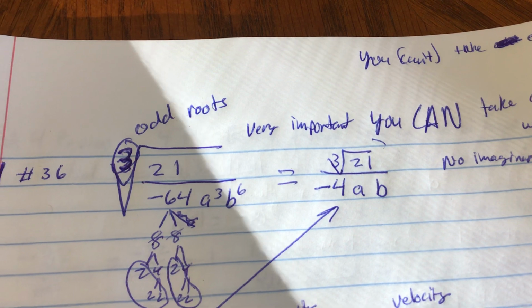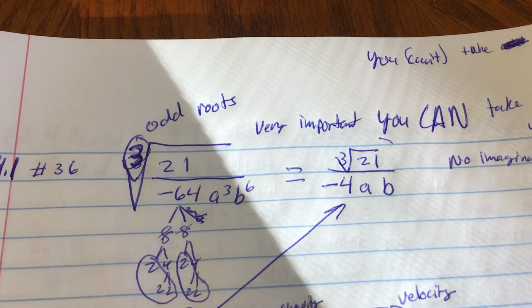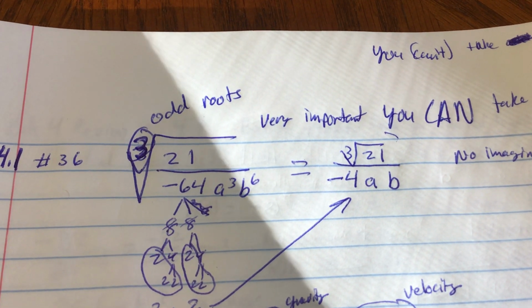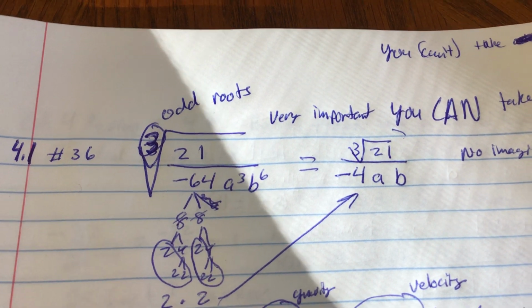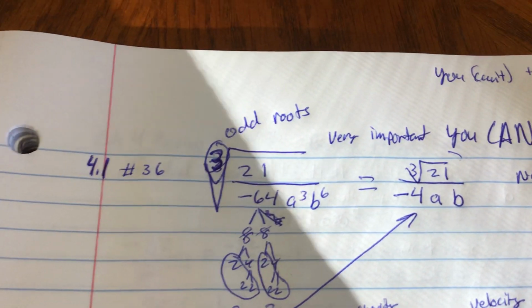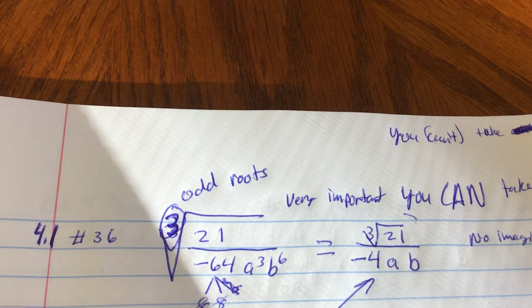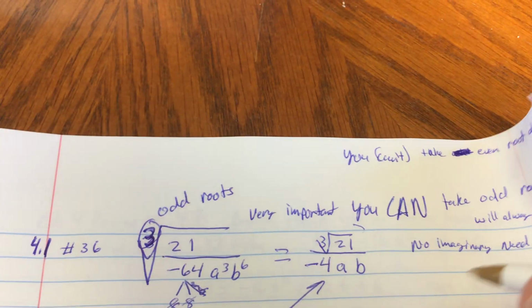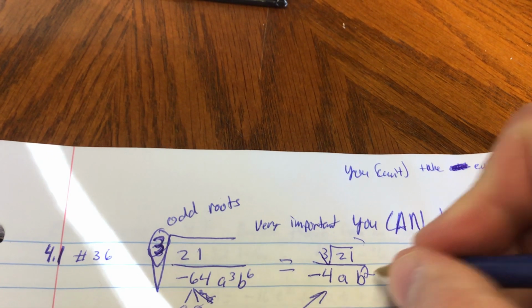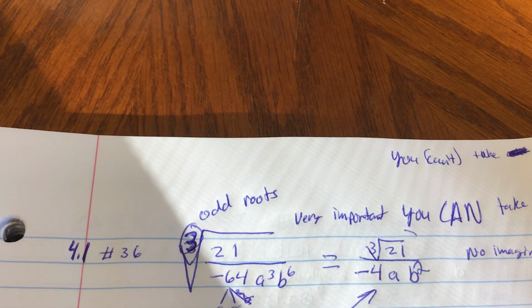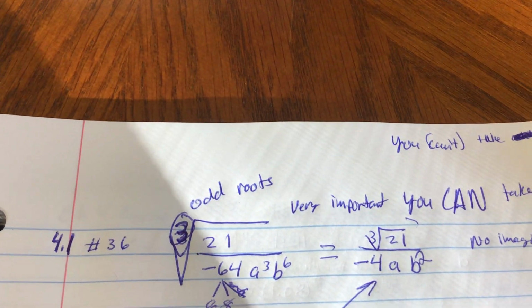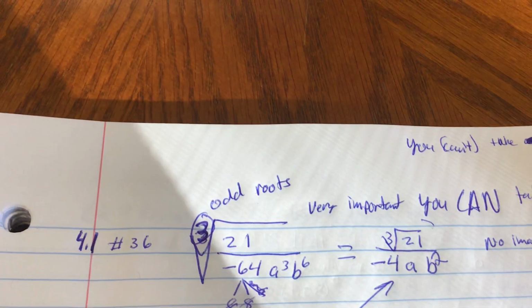Okay, now how many a's do you have under the root? Well, the cubed root of a cubed, a group of 3 a's, will come out as 1a. And then your b's, you have 2 groups of 3, so it should be b squared on the bottom. Then your top ends up being the cubed root of 21.